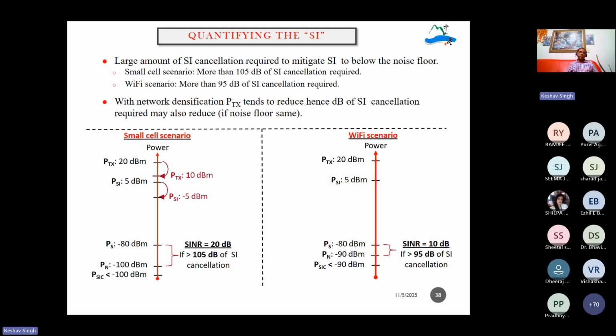Now, how can we cancel? One way is, let's say, if the full duplex transmit antenna uses less power, then of course the power of SI will be lower. However, I mean, you can say it will still dominate the complete system. So we need to cancel the SI even in that case.